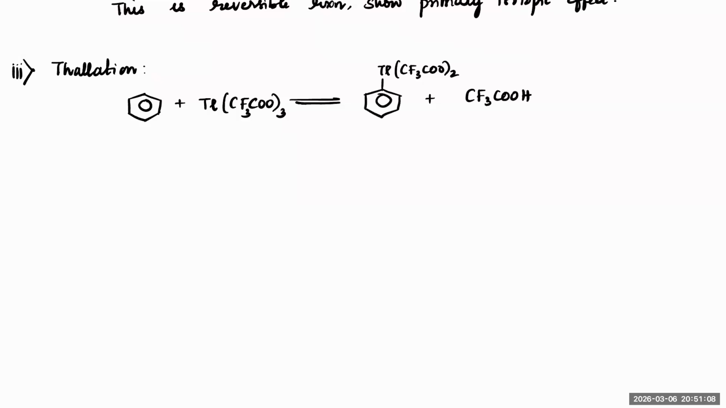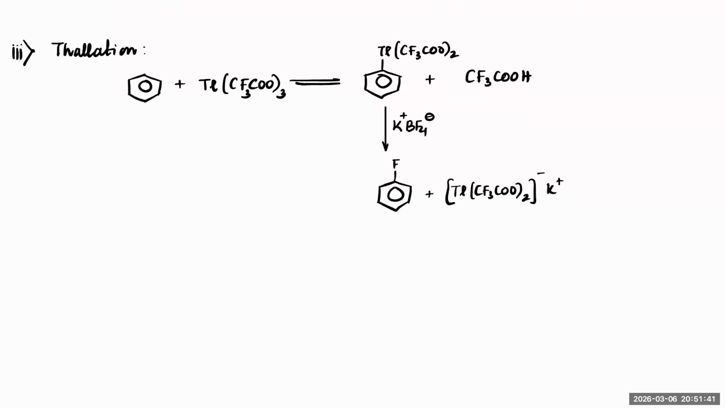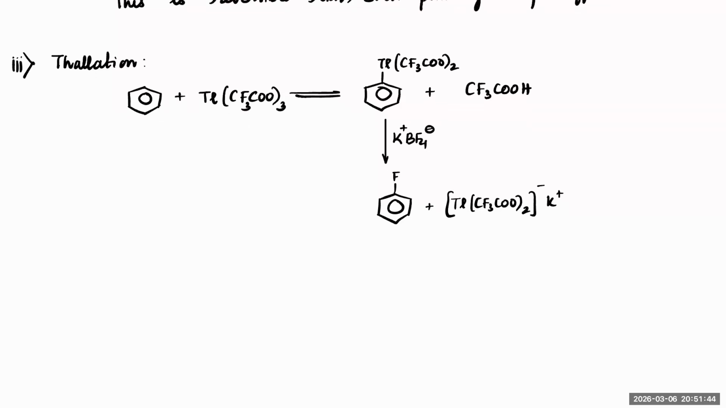Clear? Usually thallation is best used because once you get this intermediate, it becomes very easy to replace it with fluorine. So it is usually backed up with the reaction where you have K plus and BF4 minus, by which you can remove the thallium form here and you'll get F here, and we will get Tl(CF3COO)2. The F minus will go away and this will come out as minus and K plus like this. We will get this fluorine form. Got it? The idea is the same, everybody.